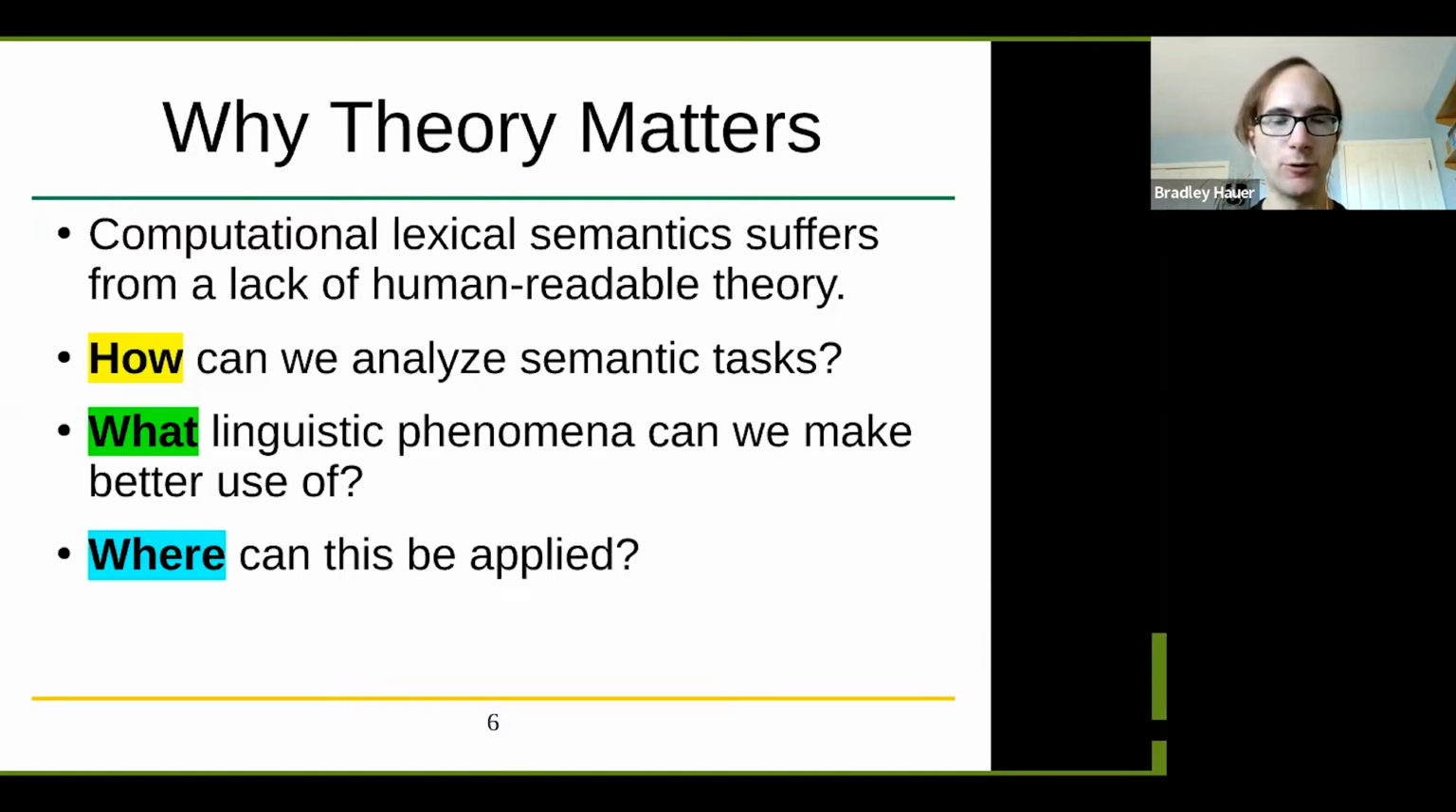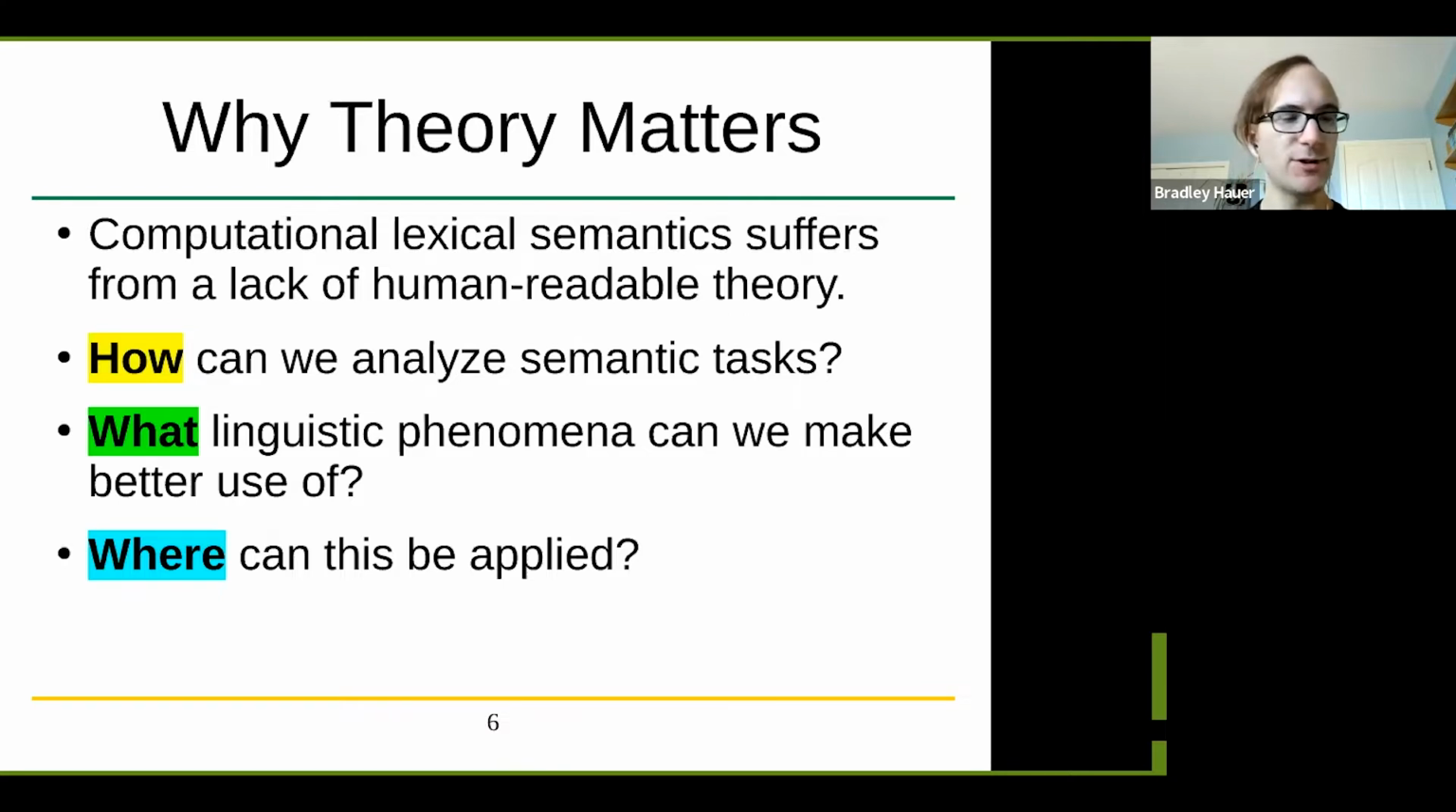Proponents of neural language models will often say, and I think they have a point, that the model is itself learning some kind of theory of language, that it is learning some way of representing various linguistic phenomena and leveraging them to solve semantic tasks. But this theory is not generally available to humans. It's not something that we can easily interpret.